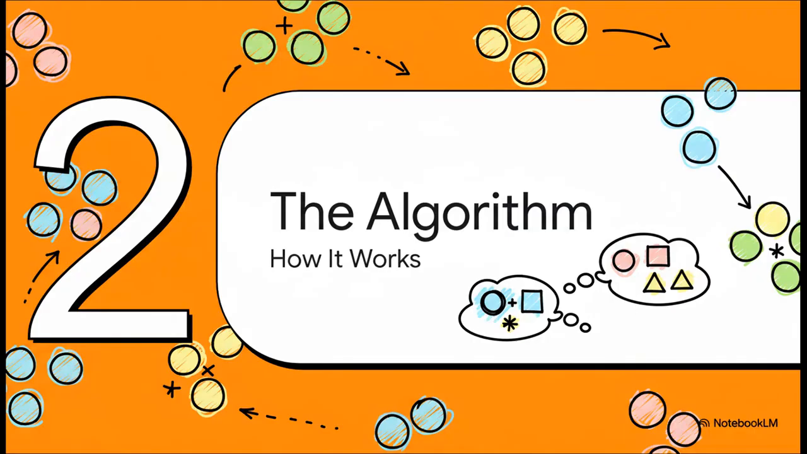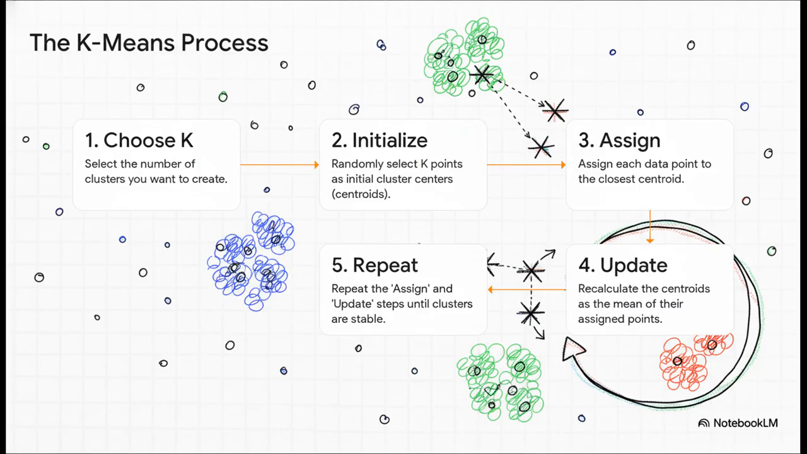Okay, I know this might sound a little complicated, but the way it actually works is surprisingly intuitive. So let's just walk through the simple step-by-step logic that makes k-means tick. So first, it all starts with you. You have to choose K. How many clusters are you actually looking for? Then, the algorithm just randomly drops that many center points, or centroids, onto your data. After that, it goes through every single data point and assigns it to whichever centroid it's closest to.